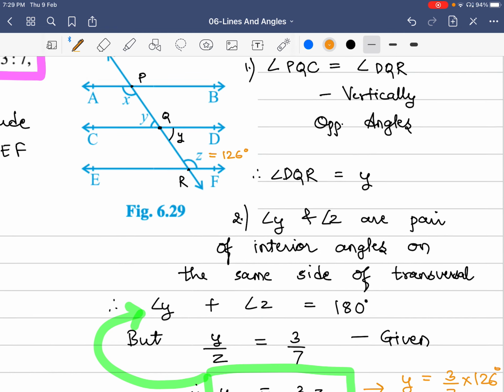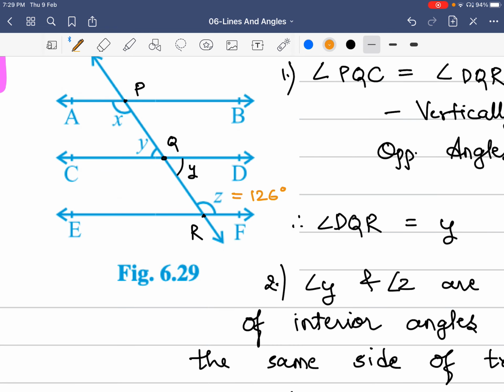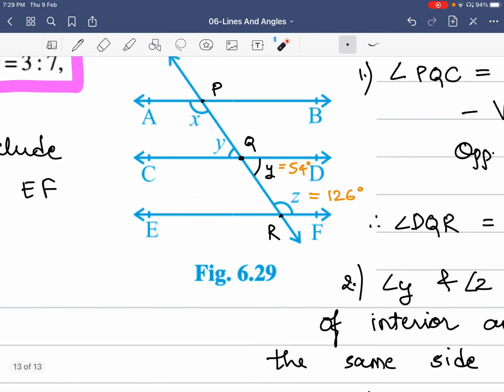Once again, very quickly let's make a note of that. Y is equal to 54 degrees. Let's cross check: 126 plus 54 should be equal to 180 degrees, because these two are a pair of interior angles on the same side of the transversal. Now we have found Y and we have found Z. However, what we want to find out is actually X.